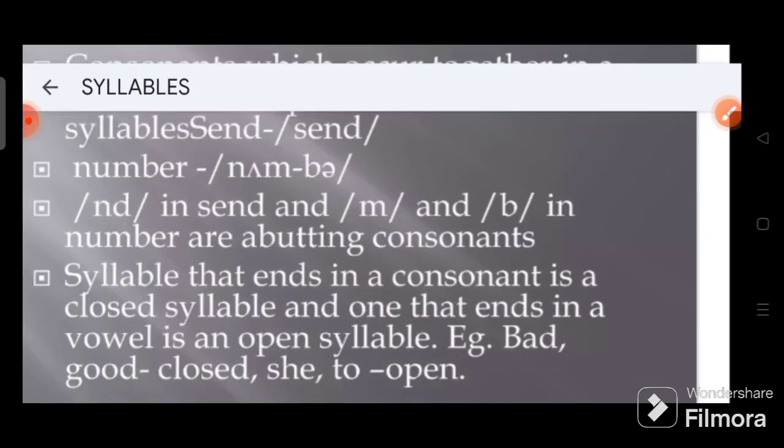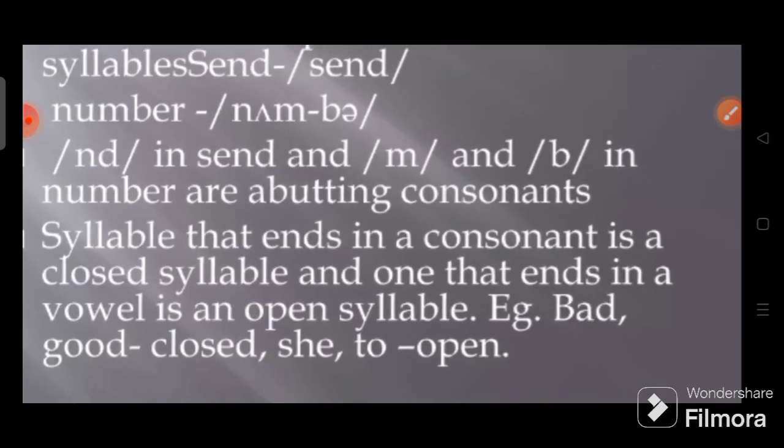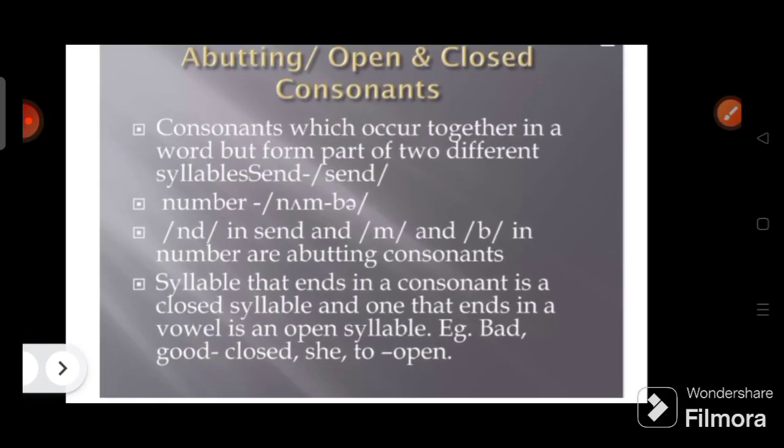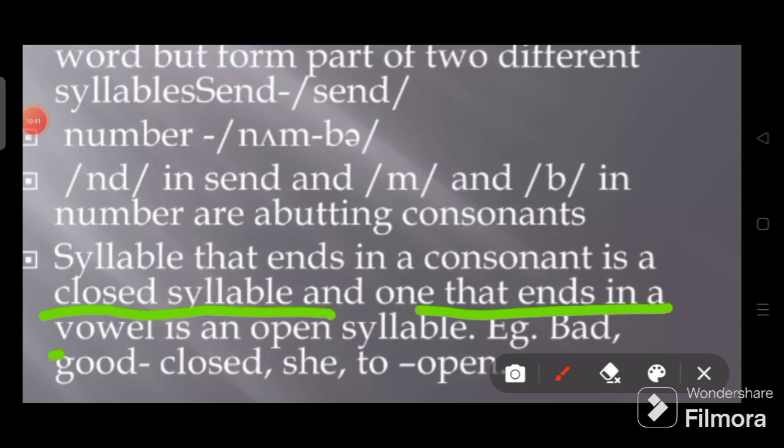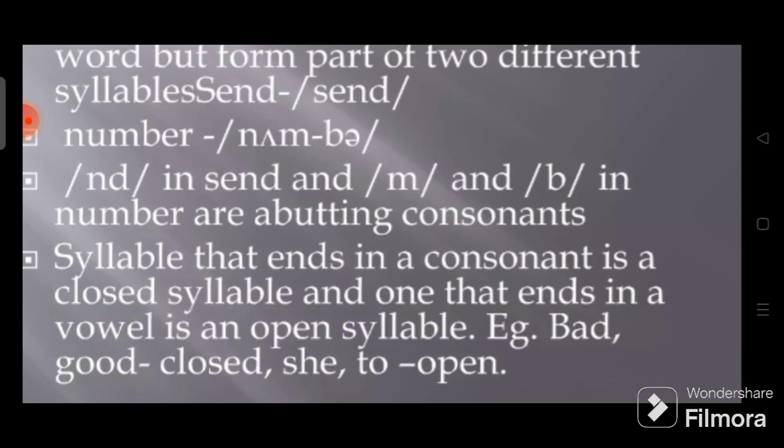So next thing, closed syllables and open syllables. A syllable that ends in a consonant is called a closed syllable, and one that ends in a vowel is an open syllable. For example, "bad", "good", "closed" are closed syllables. "She", "too" are open syllables. That means these end with vowels, and "good" and "closed" end with consonants.